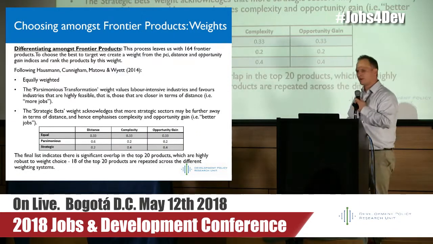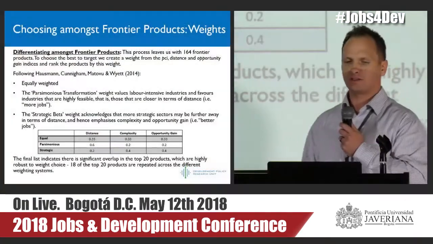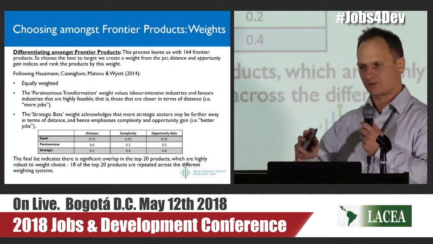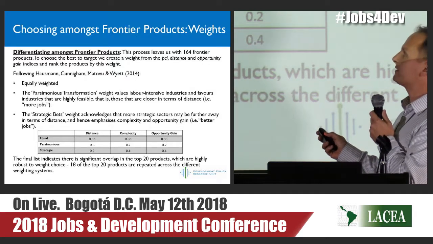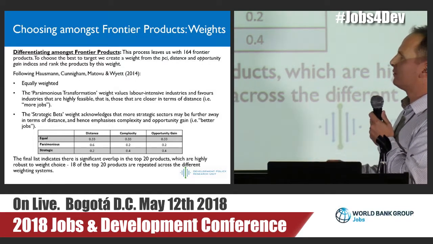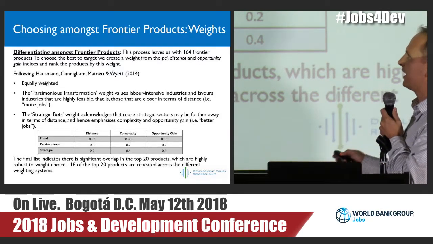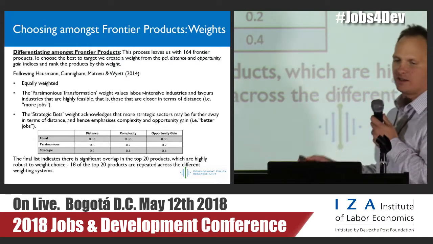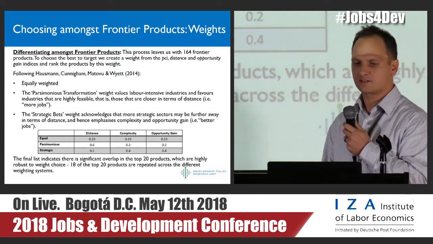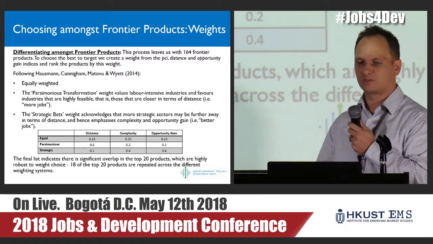Okay, and then we wanted to go to a top 20 products. So we got 164 frontier products, but we said, well, let's refine and focus on a few products. And we followed Hausman, Cunningham, Matovu, and Wyatt, and applied these weightings to these three measures: distance, complexity, and opportunity gain. We weighted them equally, and then we said, okay, let's try the parsimonious transformation weight, which values labor-intensive industries and favors industries that are highly feasible.